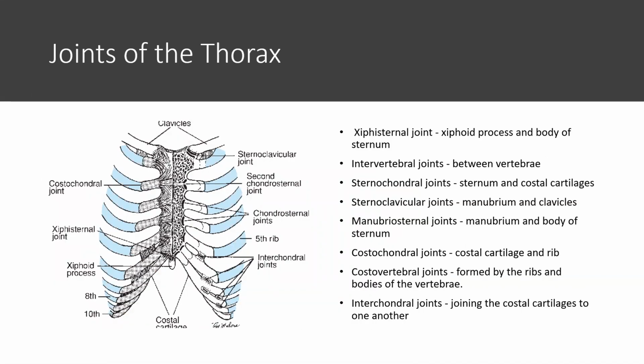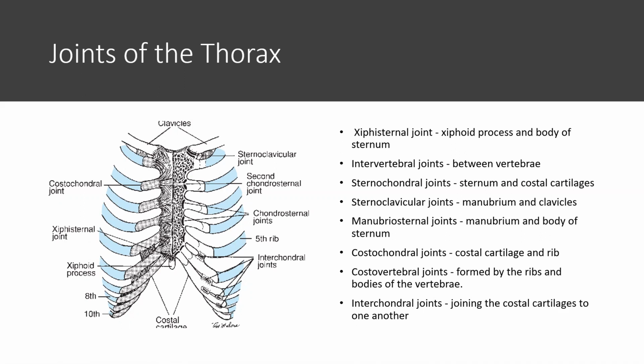The joints of the thorax include your xiphisternal joints, which is between your xiphoid process and the body of the sternum. Then you have your intervertebral joints, which is between the vertebrae. Then you have your sternochondral joints. Now, the sternochondral joints is also referred to as your sternocostal joints. And these joints are formed between the lateral borders of the sternum and the costal cartilages of the first to the seventh ribs, and sometimes the eighth rib as well.